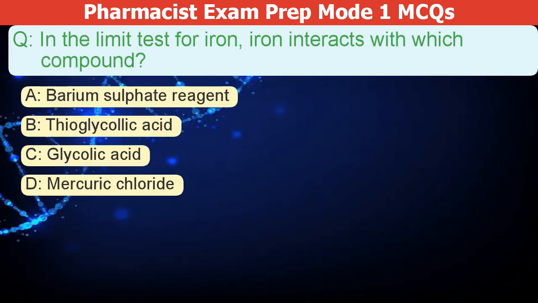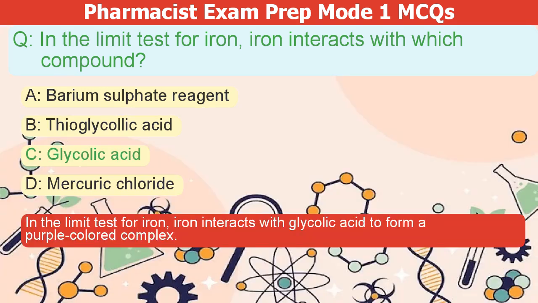In the limit test for iron, which compound does iron interact with? A. Barium sulfate reagent. B. Thioglycolic acid. C. Glycolic acid. D. Mercuric chloride. The correct answer is C. In the limit test, iron interacts with glycolic acid to form a purple-colored complex.